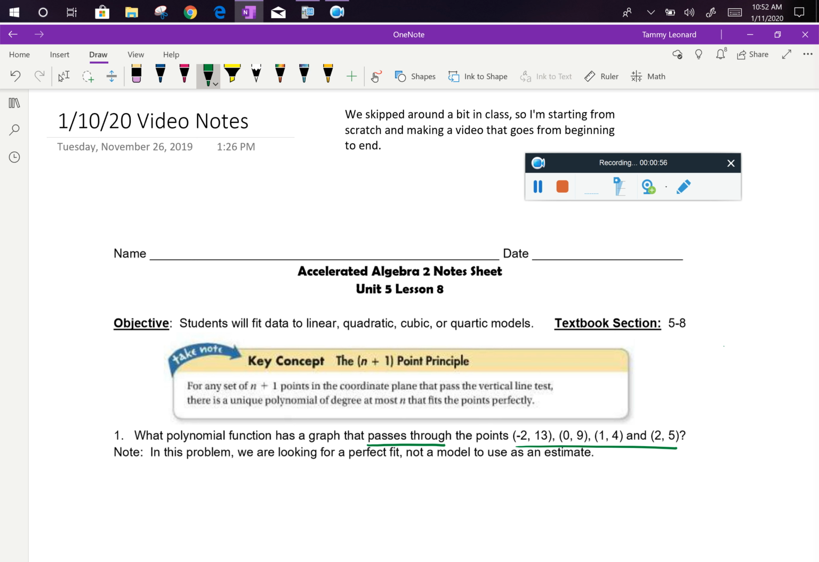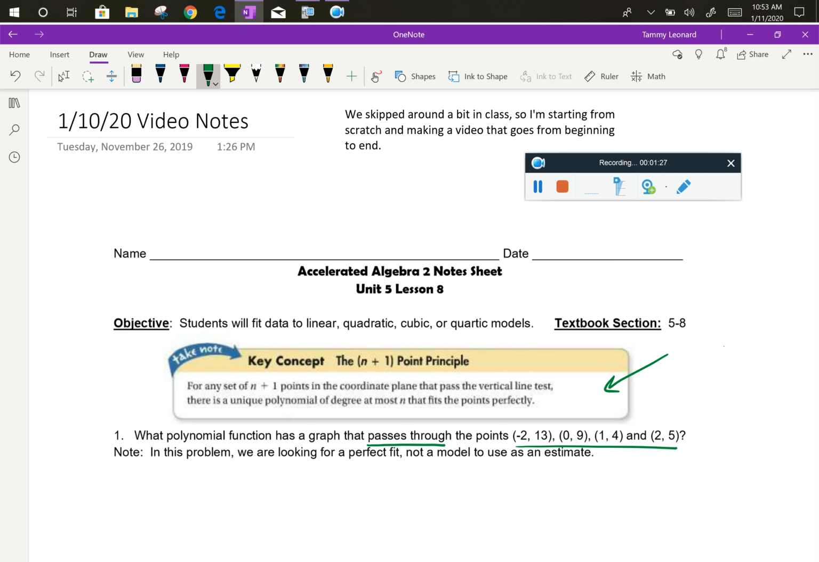With quadratics, remember, if we had 3 points, we could find a parabola that exactly passed through each of those 3 points. And we did that by setting up a system of equations and solving the system. And what we were actually using back when we did that was this thing called the n+1 point principle. So the n+1 point principle basically says when we had 3 points, we could find a polynomial of degree 2. So 3 minus 1 is 2. That exactly fit the points.